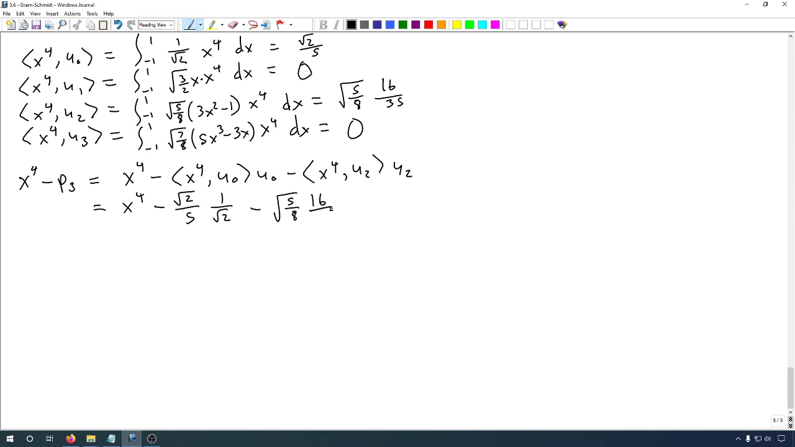And then we have a square root of 5 over 8 times 16 over 35, but then that's times u2, which is square root of 5 over 8 times 3x squared minus 1. That all simplifies down to x to the fourth minus 6 over 7 x squared plus 3 over 35. I get a nice fourth power here.